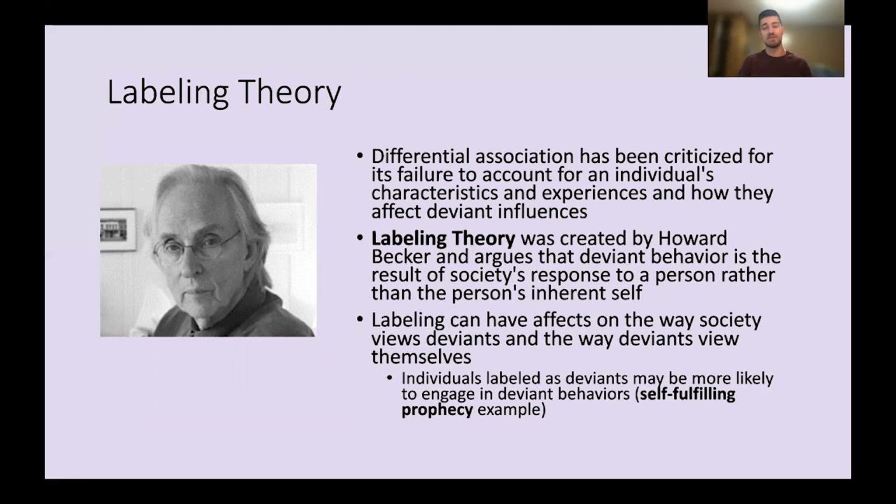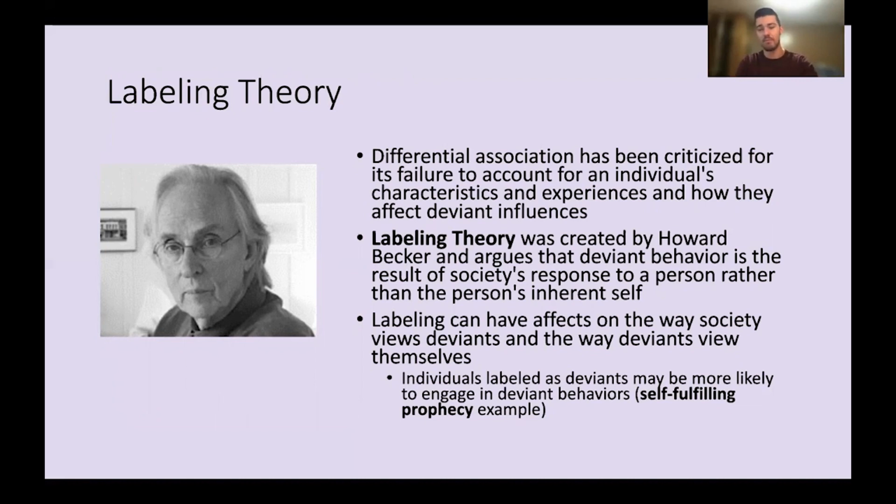Differential association, like we just said, puts a lot of emphasis on the environment. So it's basically, we are pretty much just a product of our environment, and our behavior is completely learned from our peers and from our environment. One of the huge criticisms of differential association is that we're humans. We have an internal monologue. There are factors internally that affect our decisions and our behavior. So labeling theory accounts for that a little bit more.